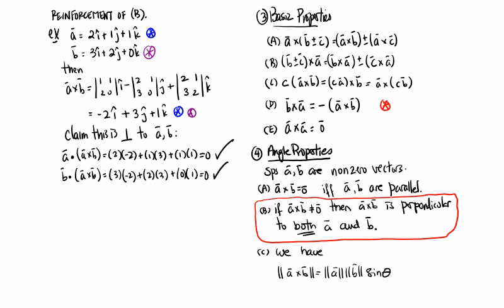So now let me just draw a picture of what's happening here. So let's say visually, how does A cross B look, let's say, compared to A and B?